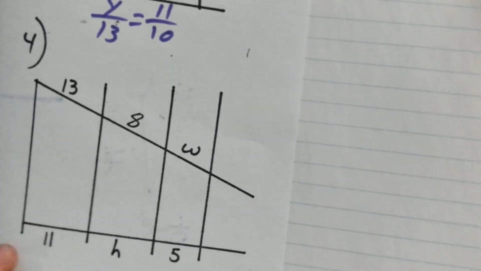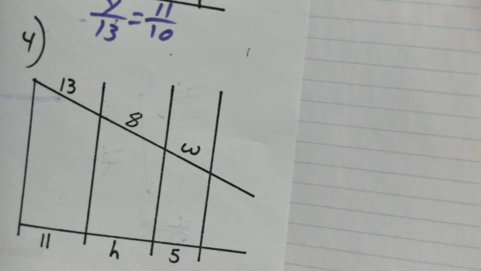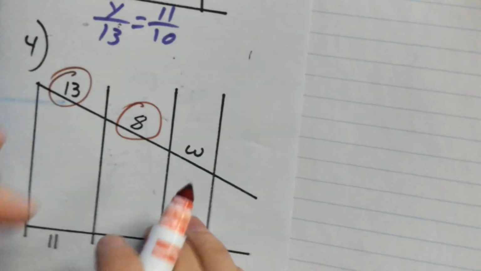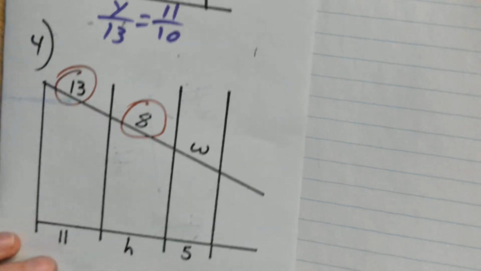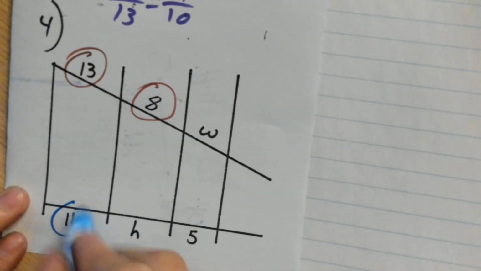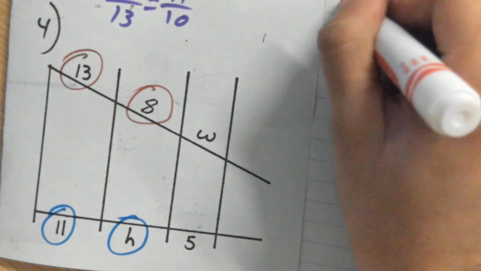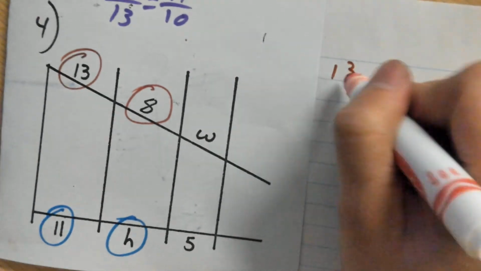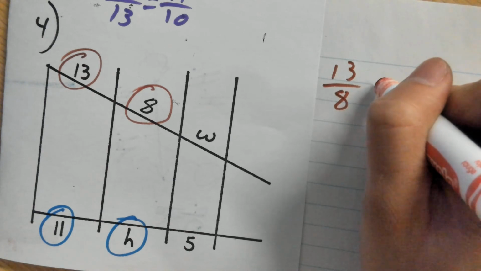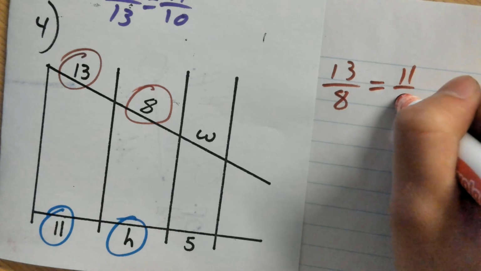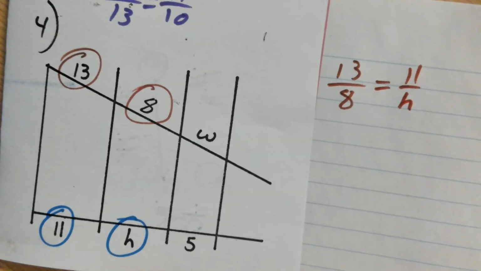Alright, so to do number 4, the process is very, very simple. Again, choose numbers that go together. So like those two, 13 and 8, and then 11 and H. Let's put the one on the far left first on top. So 13 over 8 equals 11 over H. And there you go.